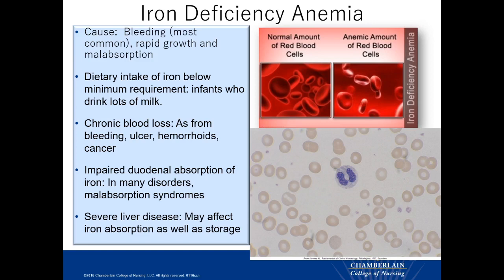So that's a consideration. A chronic blood loss would be another consideration, from bleeding, from ulcers, even hemorrhoids and cancer. All of those things could be an issue. The absorption may be impaired, and there are quite a few malabsorption syndromes. We're going to talk about one or two. Severe liver disease can also affect iron absorption as well as storage, so you have to consider what disorders include liver disease that may be affected.